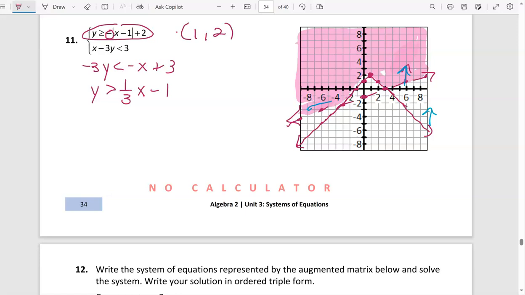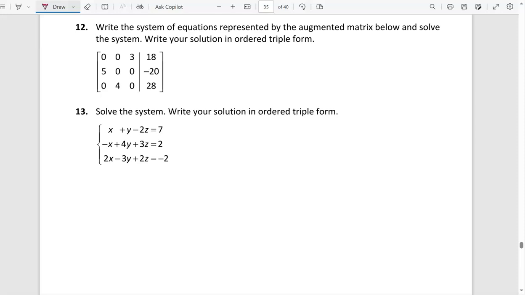And there's our solution to that system of inequalities. For number 12, we're asked to rewrite the system of equations that's represented by the augmented matrix and solve the system. This is without a calculator, and the reason why is it's a fairly simple system to solve.